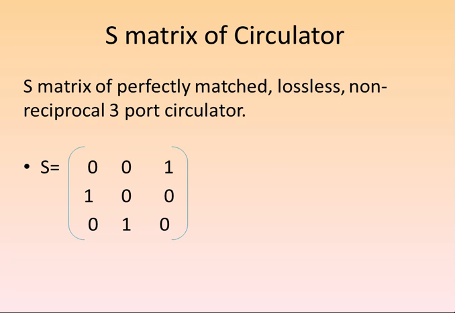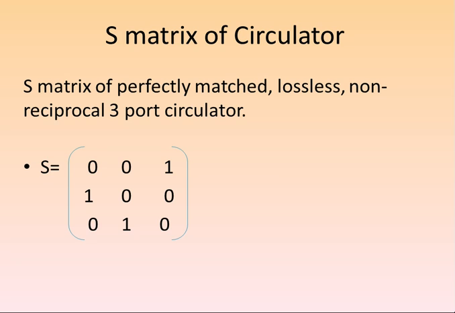In the same fashion, S21, that is, the signal applied at port 1 will be available at port 2. And similarly, S23, that is, the signal applied at port 3 will be available at port 2, and all remaining parameters will be 0 because this is a 3-port circulator.